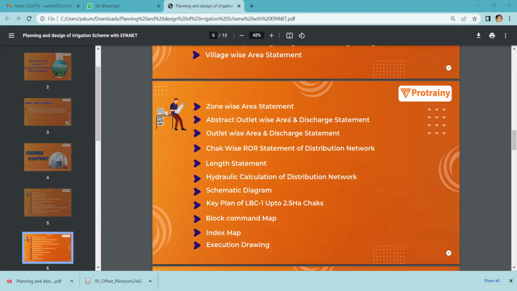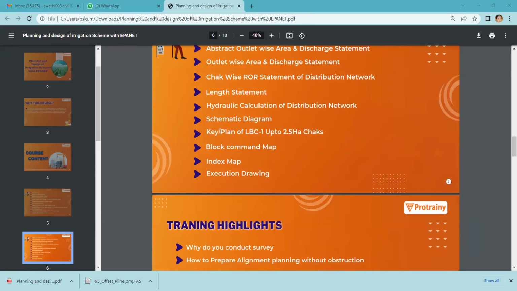Okay, zone wise area statements. That means each area is divided into separate zones like that. Abstract outlet wise area and discharge statement. What is the abstract? Abstract is the total area that comes and how much flow will be available. That is the abstract, given like a small abstract. Outlet wise area discharge statement: outlet wise how much area surveyed, how much discharge surveyed, like that.